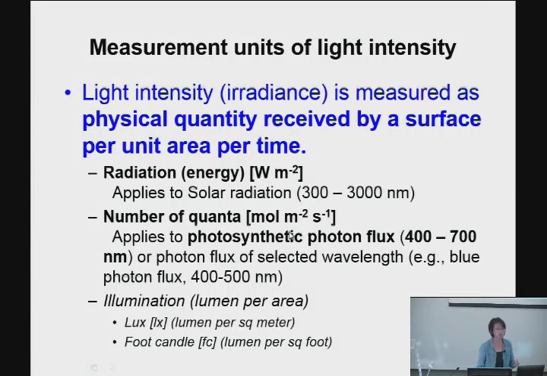But photon flux is just the number of photons per square meter per second, so it doesn't always have to be 400 to 700. In that case, you have to call it differently. Instead of PPF, you might call it red photon flux, green photon flux, or blue photon flux, specifying the range. For example, 400 to 500 is blue photon flux. Okay.